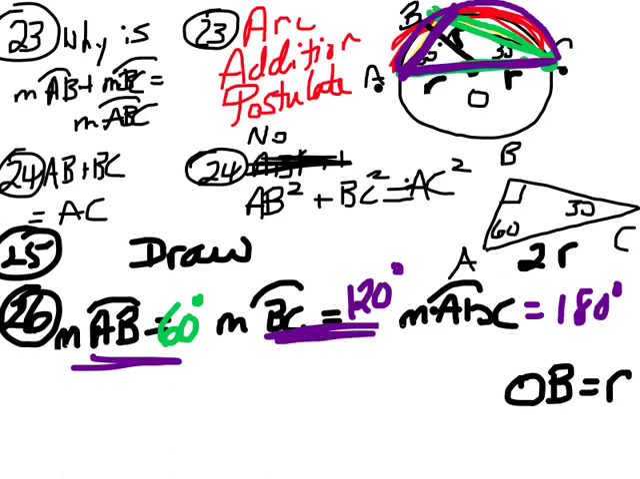Now, could we find it by just adding these two together? Actually, that's what we set up here in step 23, right? That if we add them together, we get the whole arc. So we could just say 20 plus 60 plus 120 is 180, because up here we had just said that we could get the whole thing by adding them together.